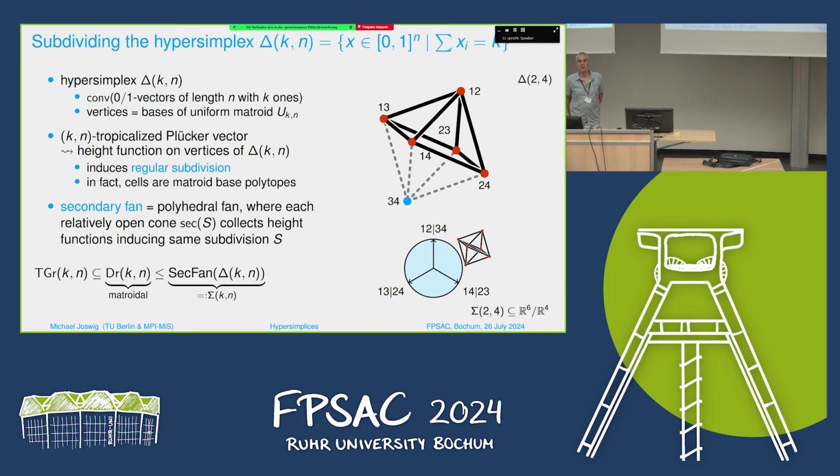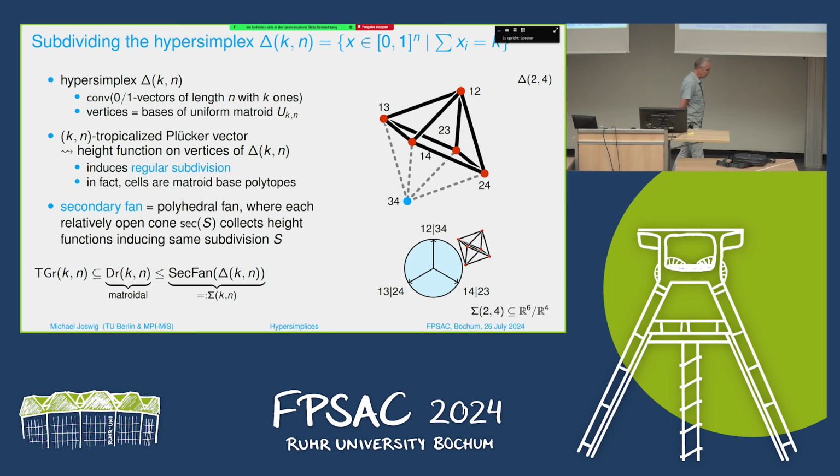So from this you can see that the set of all those height functions inducing a fixed subdivision, unless it is empty, is a relatively open polyhedral cone. And this is a secondary cone. These secondary cones fit together nicely. They form a fan, and this is the secondary fan. These are typically unwieldy and large objects, but in this case, for this octahedron, I can explain this, and this is the image on the lower right.